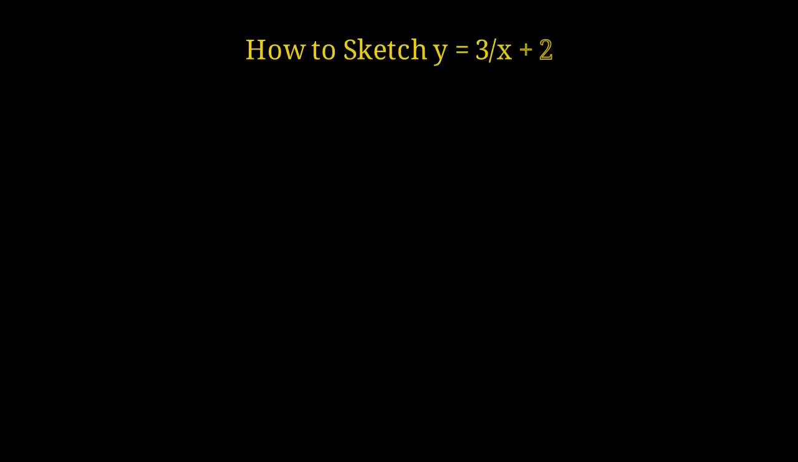Learn how to sketch the rational function y equals 3 over x plus 2, step by step. This is what our final graph will look like, with two branches and asymptotes at x equals 0 and y equals 2.